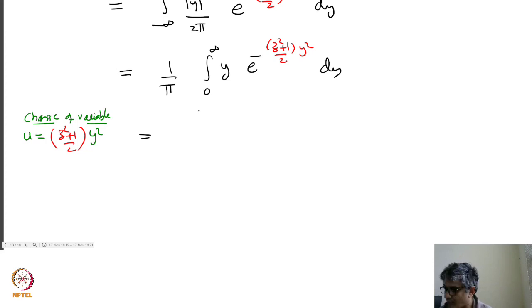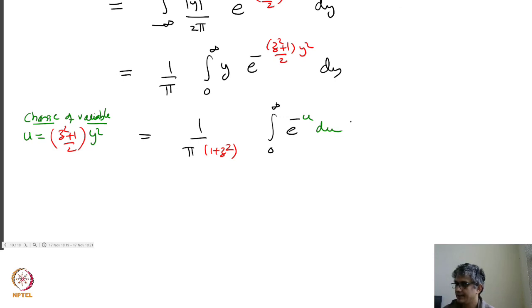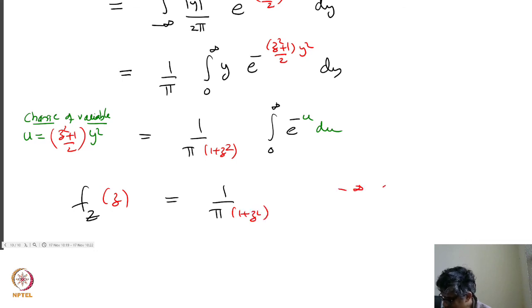So what do you get? This is going to be equal to 1 over pi times 1 plus z squared. The 2 is going to cancel off against the 2y. I get this outside, and inside I get the integral from 0 to infinity of e to the minus u, which I know is just 1. So f sub z at the point z is equal to 1 over pi times 1 plus z squared, for z between minus infinity and infinity.